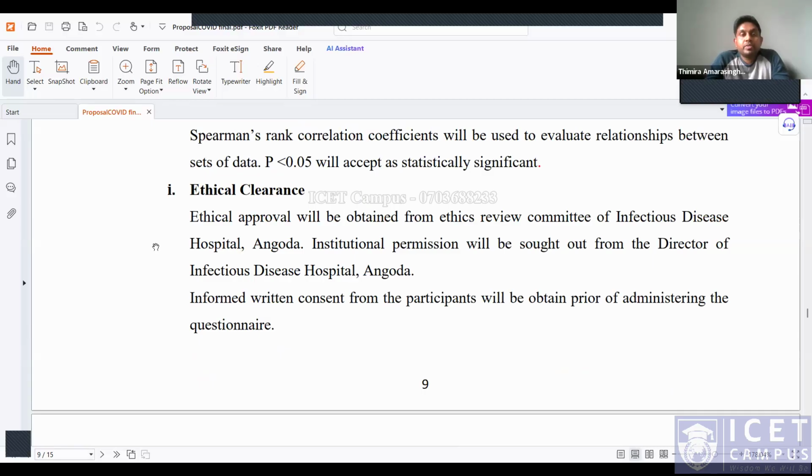And in this proposal, it is not mentioned, but in a formal proposal, there should be a part dedicated for a timeline.